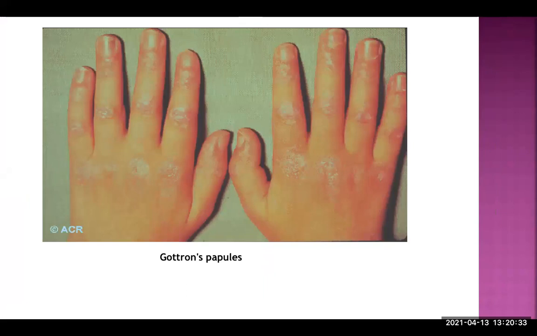Now these are called Gottron papules. Look at this small joint of the hand. See here. This type of finding, Gottron papules. These Gottron papules are also seen in dermatomyositis.